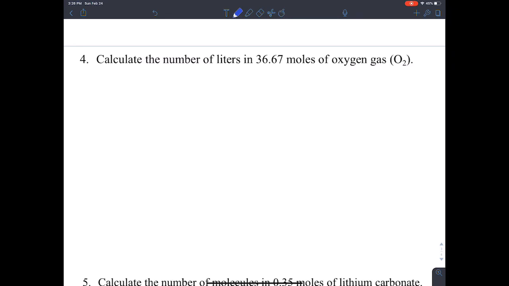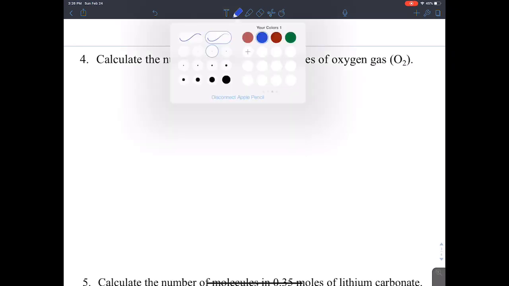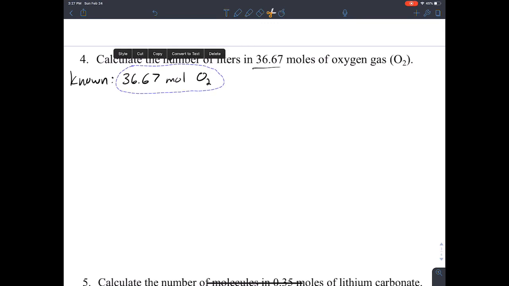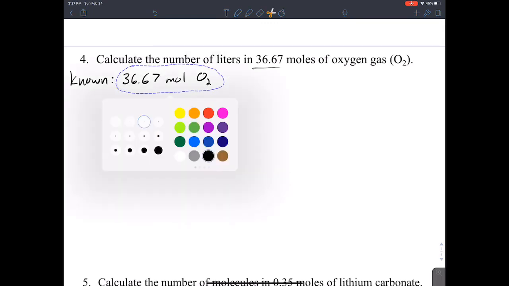This time I'm going to try and color code it by the thing we're actually talking about. So I'm going to go back to my primary colors. Our known, first of all, let's look for a number. Here's a number. Our known is that we have 36.67 moles of oxygen gas. Our unknown, oh, I'm sorry. Oh, look at this cool feature I found. So when we talk about oxygen, let's make, what is oxygen usually?